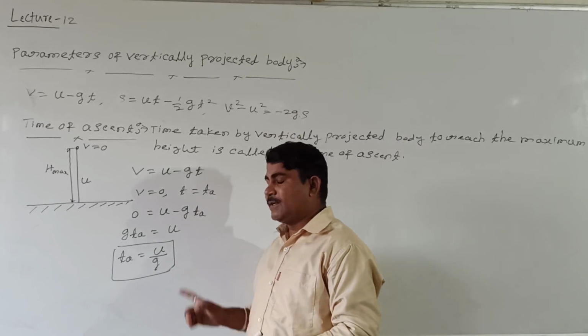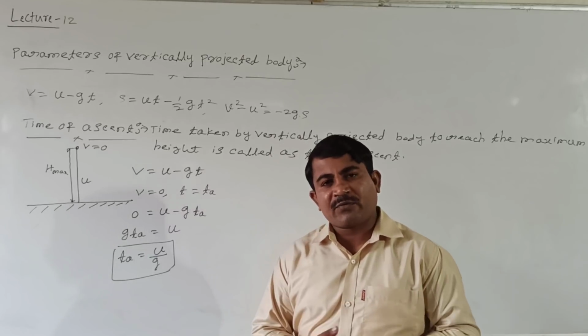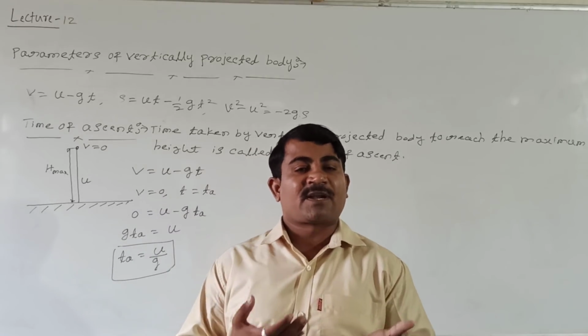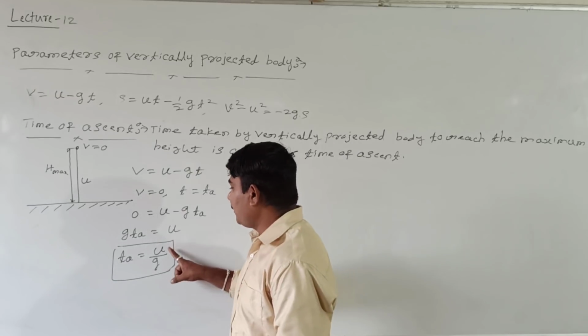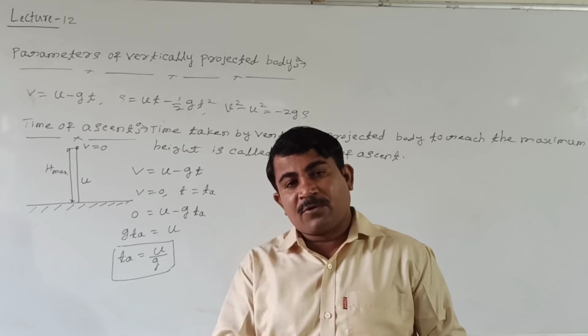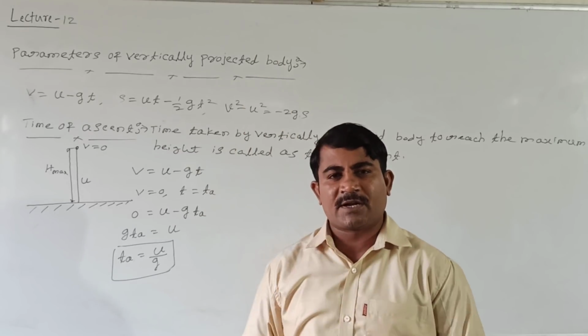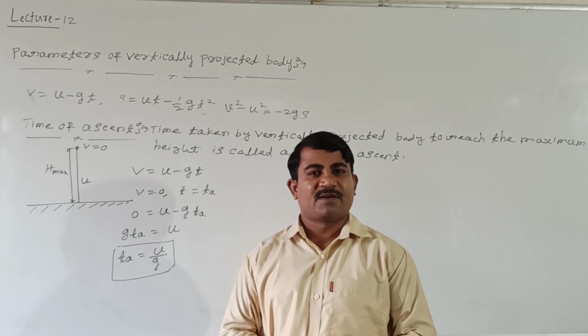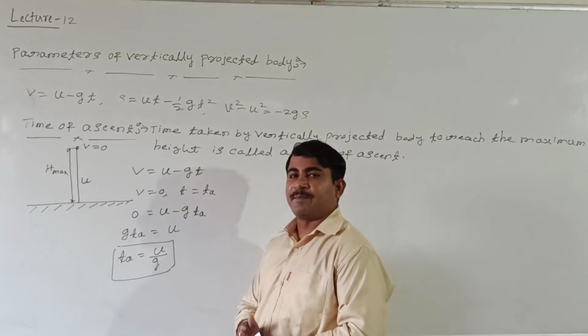Here g is constant. And on what factor does time of ascent depend? Time of ascent depends on the initial projected velocity. The more velocity projected, the more time taken to reach the maximum height. Right or wrong? So this is what the time of ascent is.